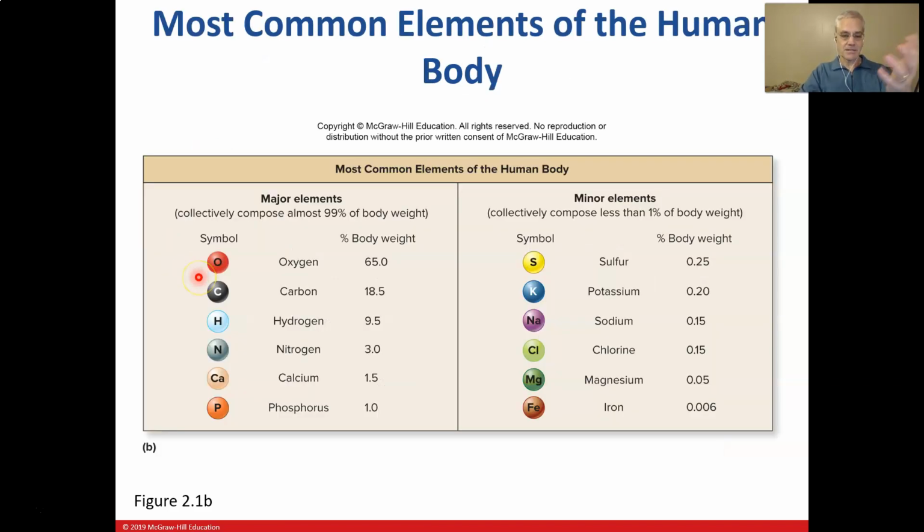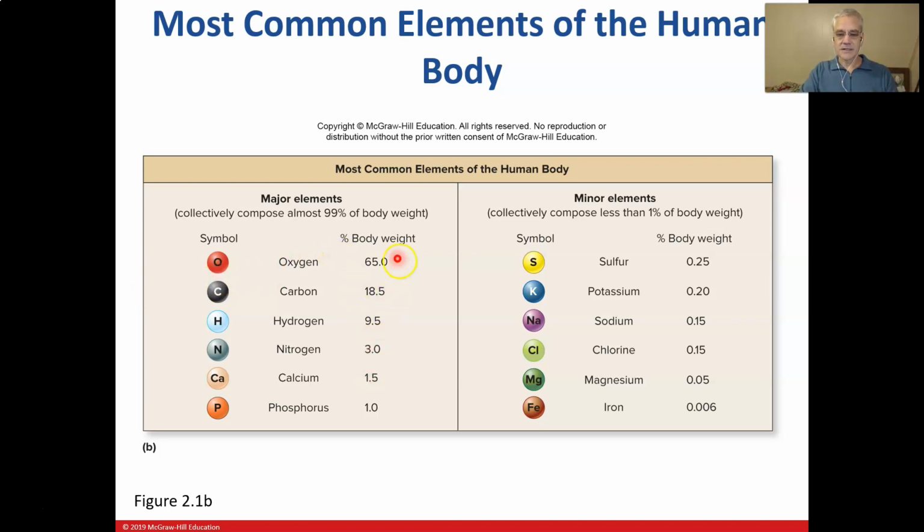So, now, here's the most common again, arranged now by how much they contribute to your body weight. The weight of your body is predominantly oxygen. But not oxygen the way you think of it. Not oxygen like out in the atmosphere. It's bound up with other atoms to make molecules. And most of those molecules have oxygen in there somewhere.